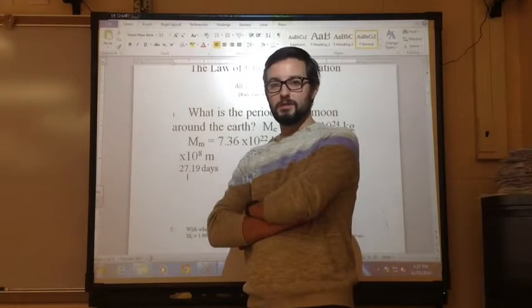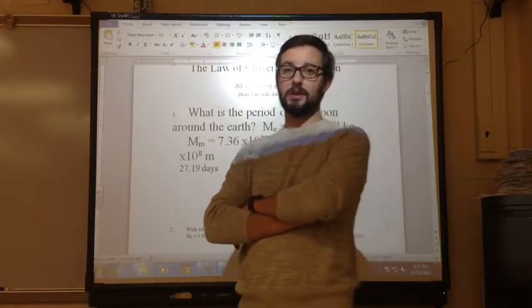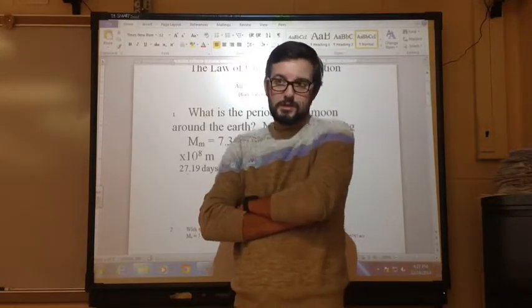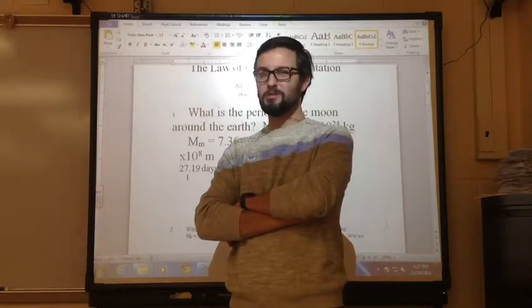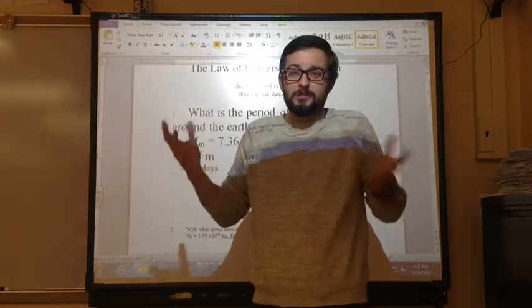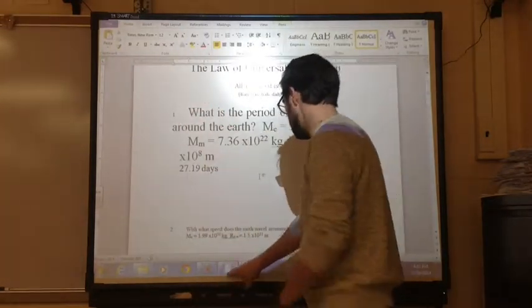So the gravitational force provides the centripetal force. It's always vitally important that you figure out what provides the centripetal force. In this case, it's gravity. So that's a good place to start, and that will pretty much always be a good place to start. What provides the centripetal force? And if you have an expression for it, set them equal, and go from there. In this case, that's just what we'll do.